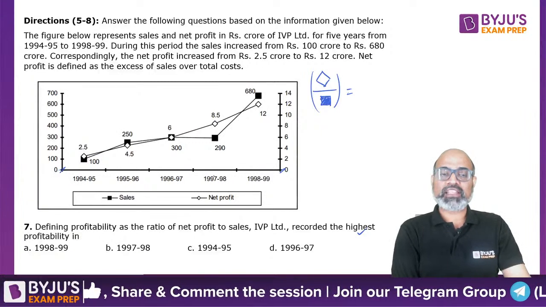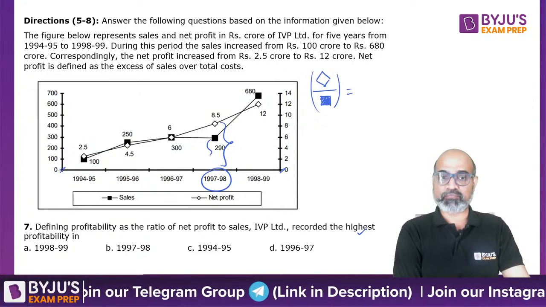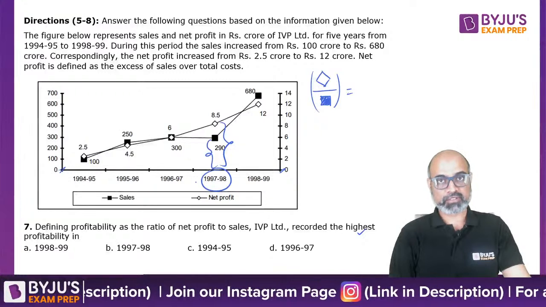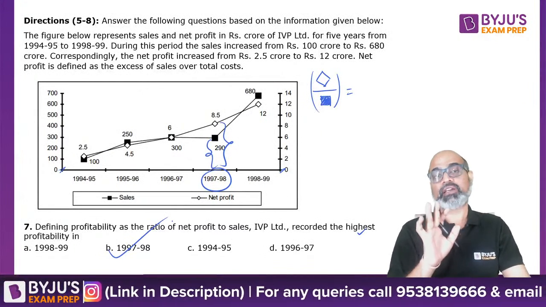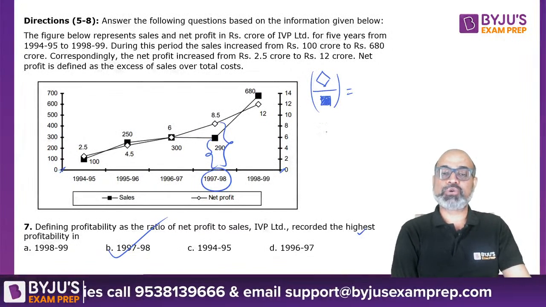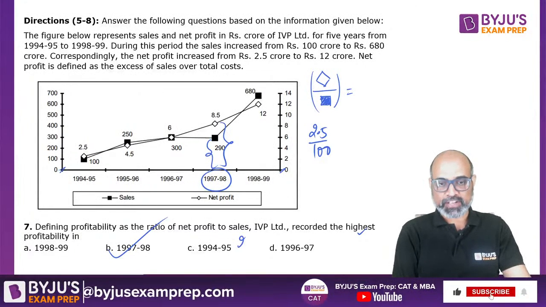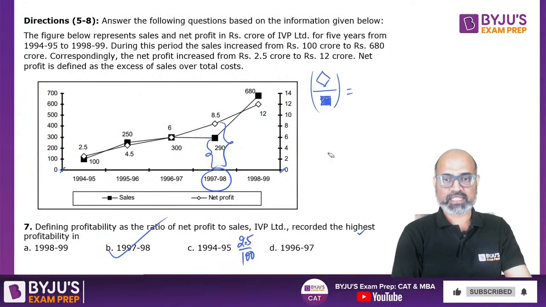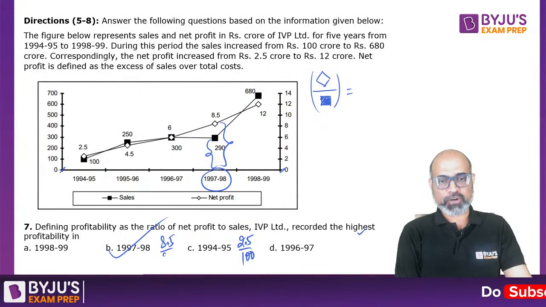So just going by that, we can look at 97, 98 में ये वाला numerator is much larger than the denominator, which is not there in any of the remaining 4 years. So it has to be 97, 98 where it will be recording the highest profitability. यही हम check करना शुरू करेंगे. We will be writing 2.5 by 100 for 94, 95. So 2.5 upon 100. This is the ratio, isn't it? For 97, 98, we will be writing 8.5 upon 290.